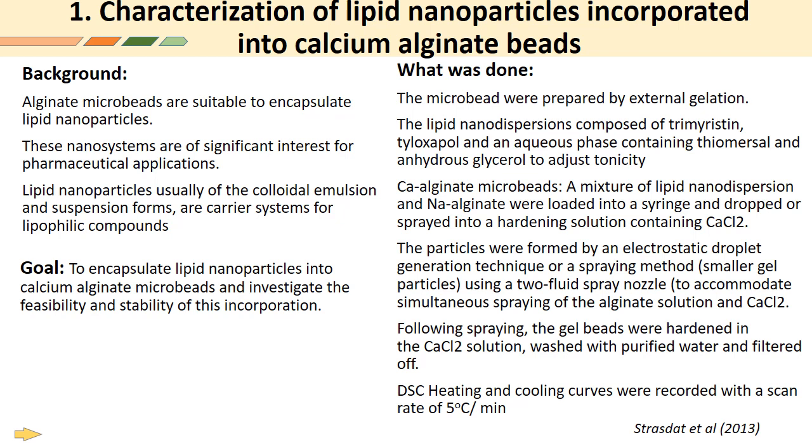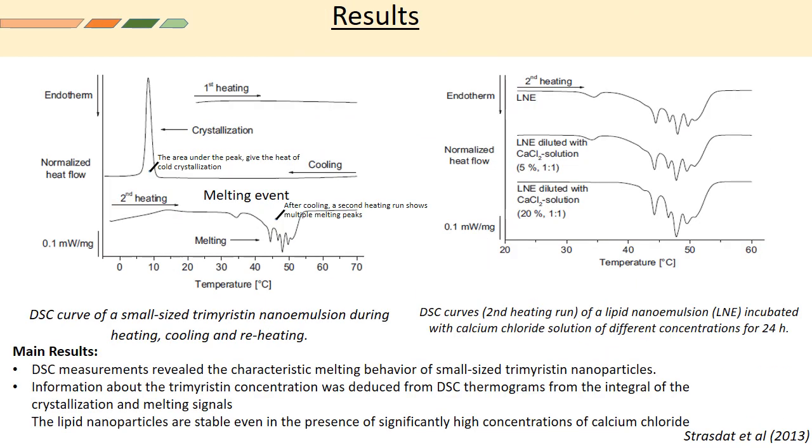done with this DSC in the characterization process. Now we have two plots here. The first plot is labeled DSC curve of a small sized nano emulsion during heating, cooling, and reheating. From this curve we are seeing first heating and second heating. The samples were first heated from 20 degrees to 70 degrees and held for 5 minutes and then cooled to -5 degrees. Finally, he heated them again to 70 degrees with a rate of 10 degrees C.